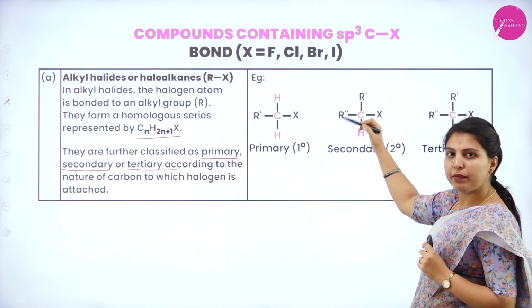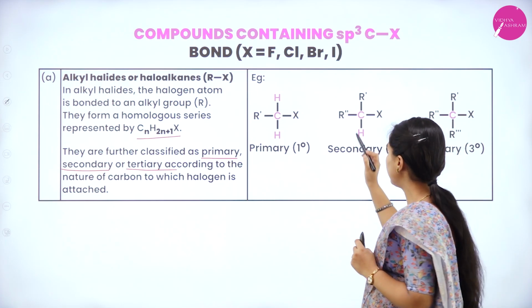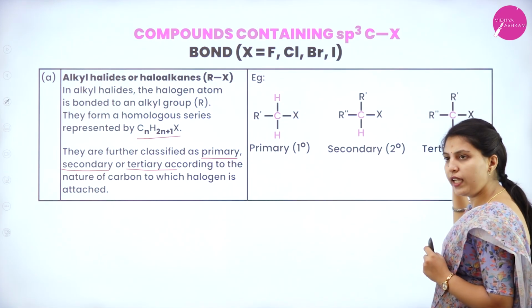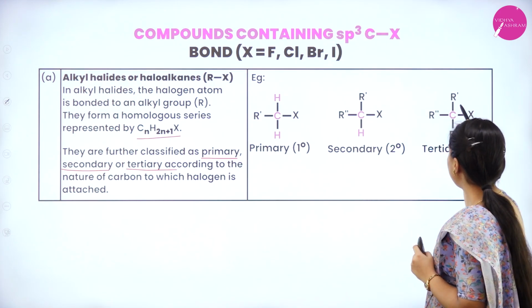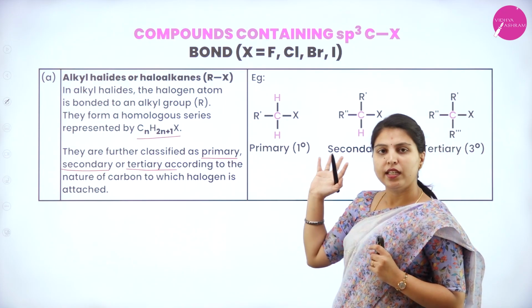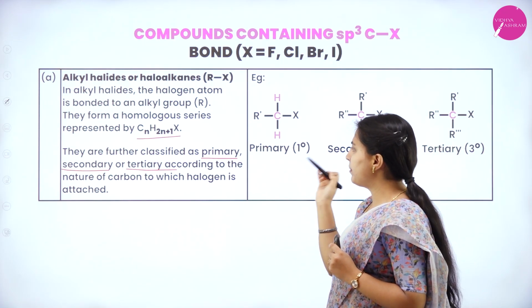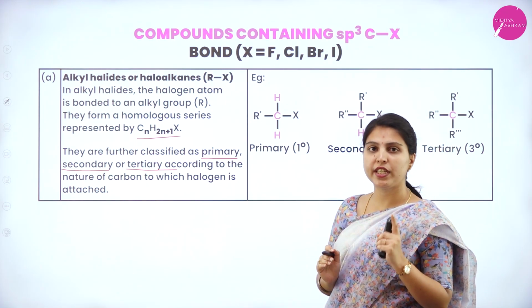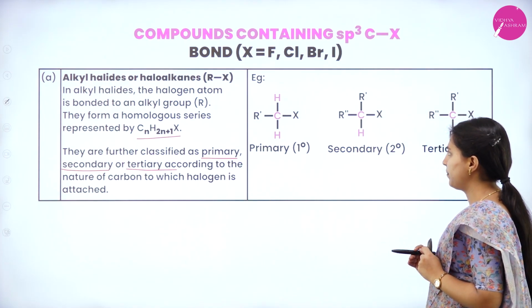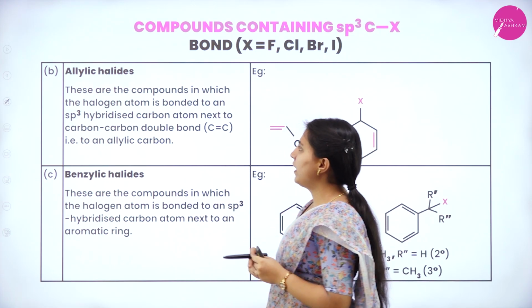For one carbon atom, if two alkyl groups are attached, then secondary, and if three alkyl groups are attached to a single carbon, that means tertiary. So that's why they are further classified as primary, secondary, tertiary according to the nature of the carbon to which the halogen is attached. Next is allylic halides.